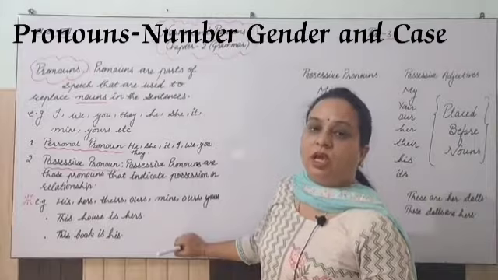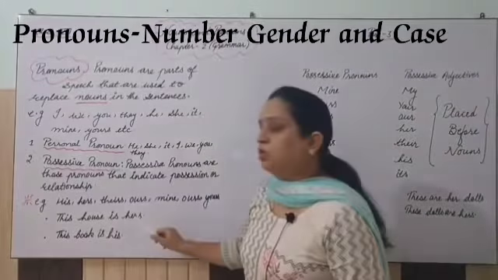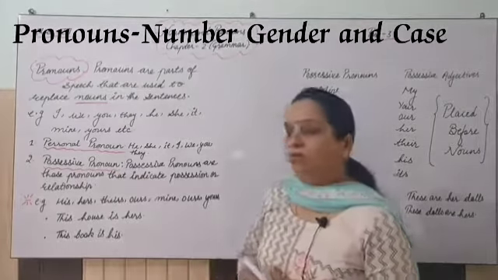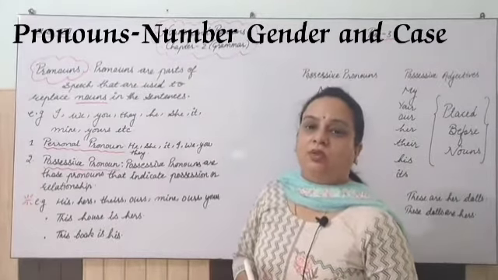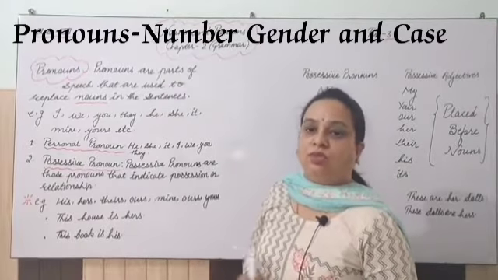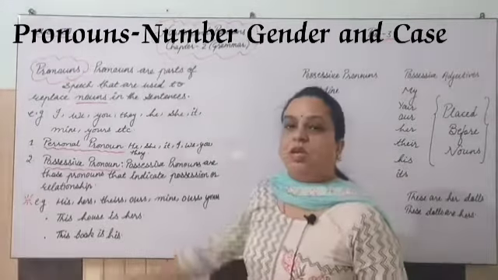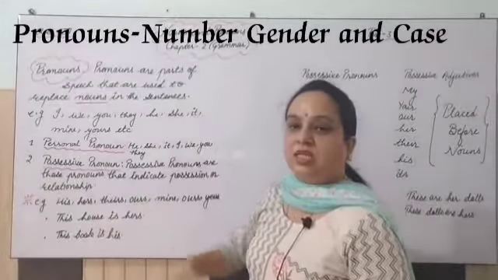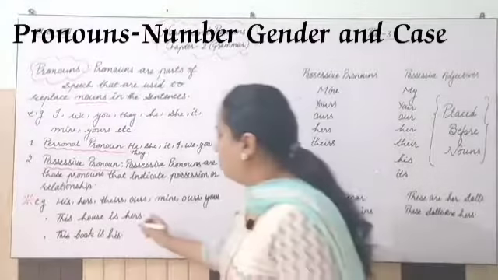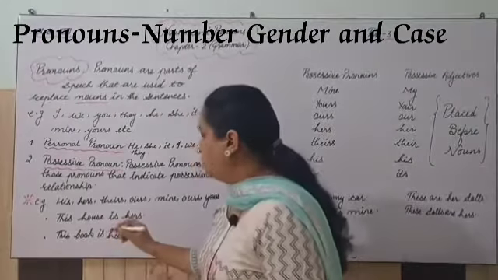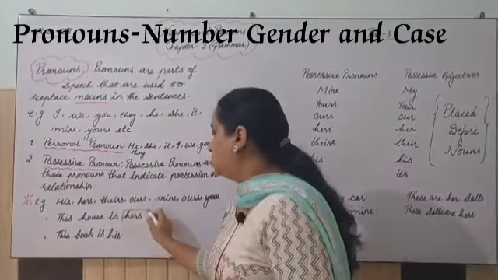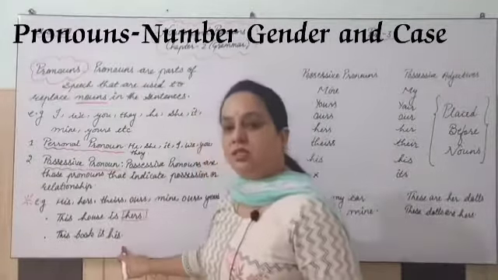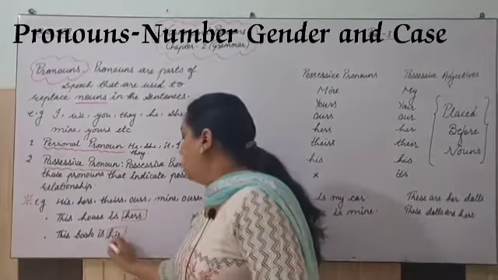Let's understand this with the help of an example. This house is hers. Now if we want to find out the possessive pronoun in this sentence, what is the pronoun? We have seen words like hers, his that show possession. Which word is showing possession? Hers. Similarly, this book is his. So this his is showing possession here.